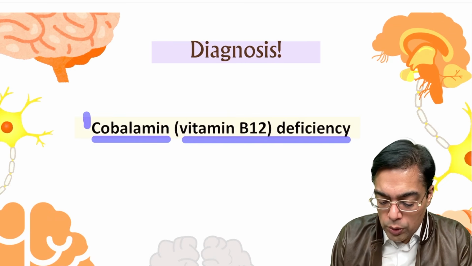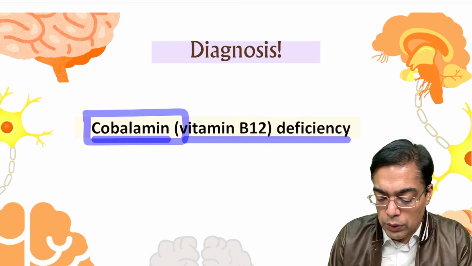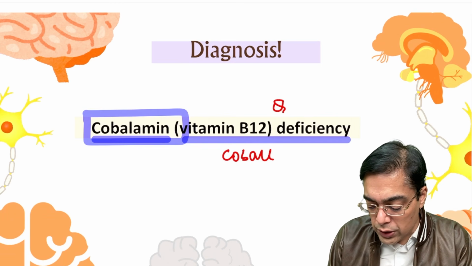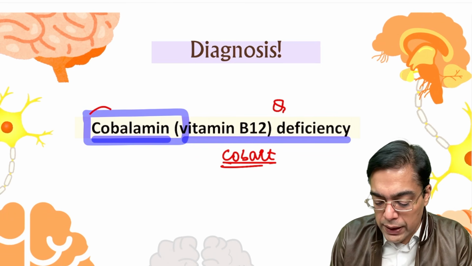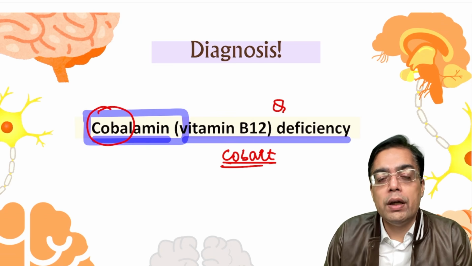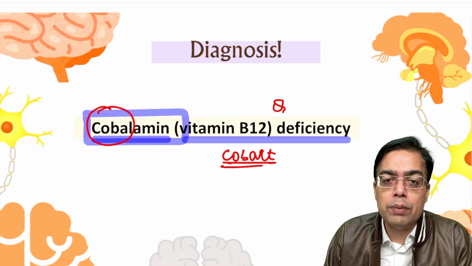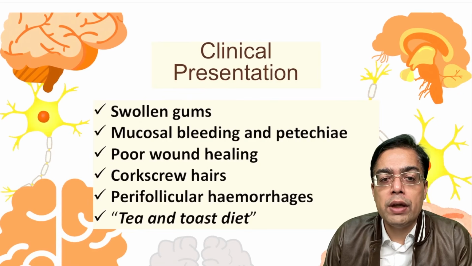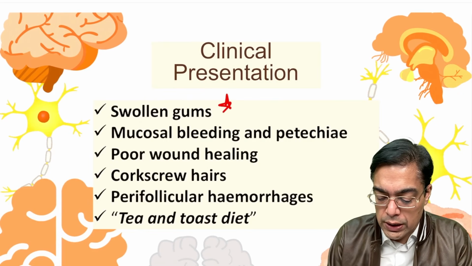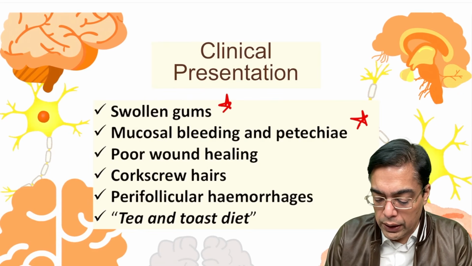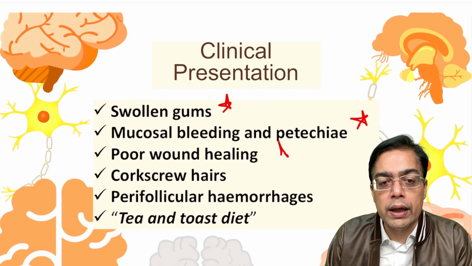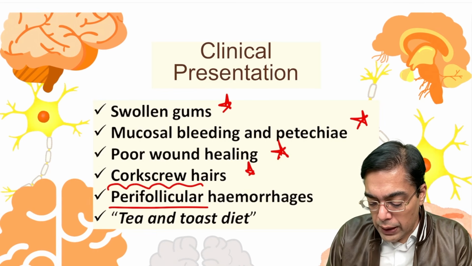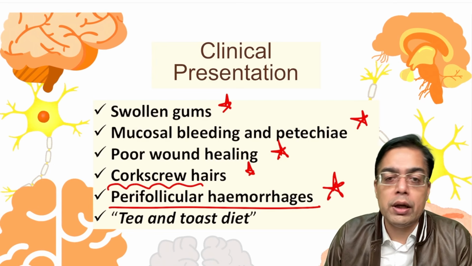Now, what do they ask you about cobalamin? Vitamin B12 is an example of an important vitamin which is going to be having cobalt in its structure. So that explains the meaning of the word over here, cobalamin. It's an example of a vitamin which is going to be containing cobalt. The next one would make a mention of a patient having the presence of swollen gums. There is increased chances of bleeding, including petechiae, presence of poor wound healing, presence of this keyword, corkscrew hair, and sometimes the question will make a mention of perifollicular hemorrhages.